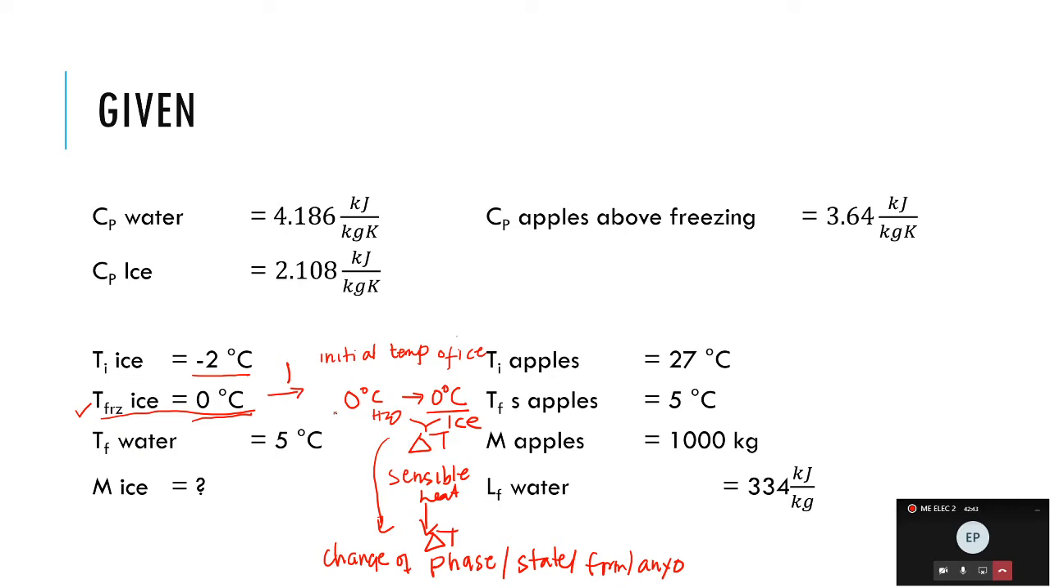Now, we go to the next, and that is TF of water. What is this? TF means final temperature. Temperature final of water, meaning that is our target. My question is, have we reached the freezing point of water in this case? Yes or no?